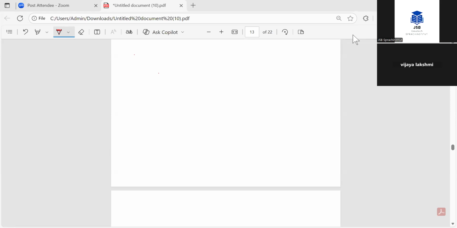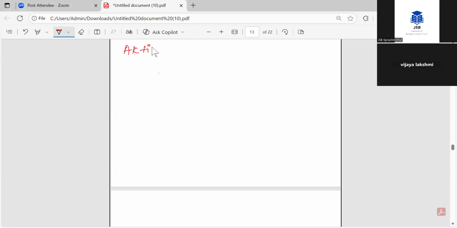Okay. Now, 10th lesson, grammar B1. So what is active? We can see today active and passive. Passive versus active. What is active? The subject does the action.